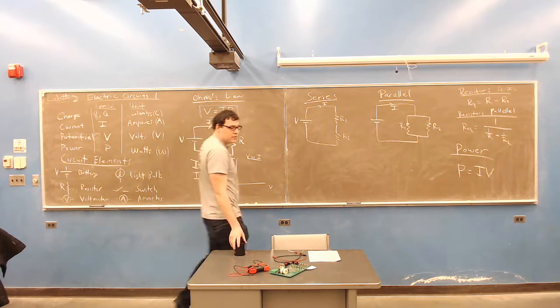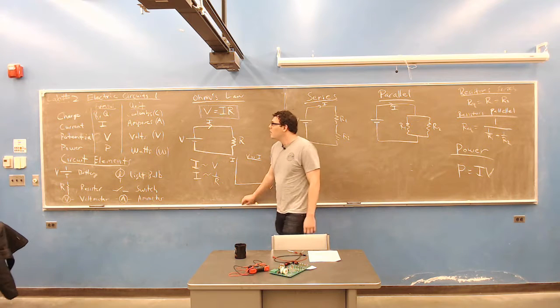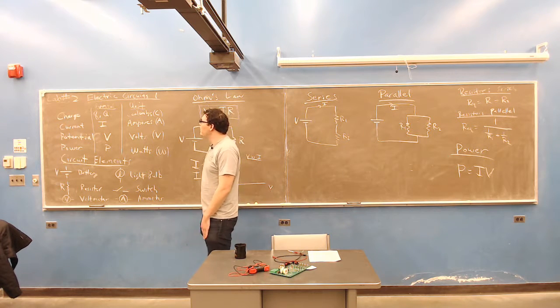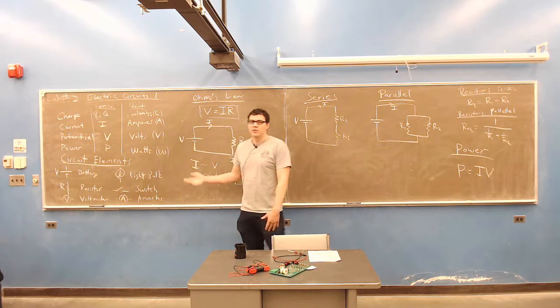Right, so we're going to start doing circuits. This is electric circuits 1. The first thing we have to go over are some of the symbols and the types of things we're going to be talking about.